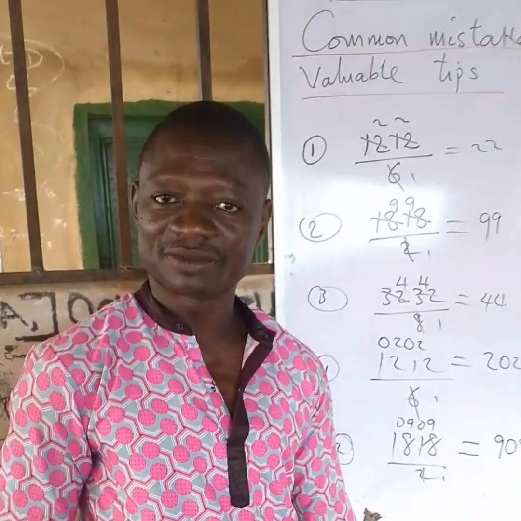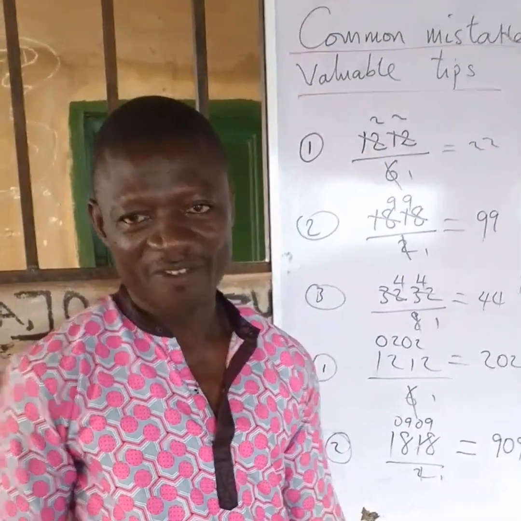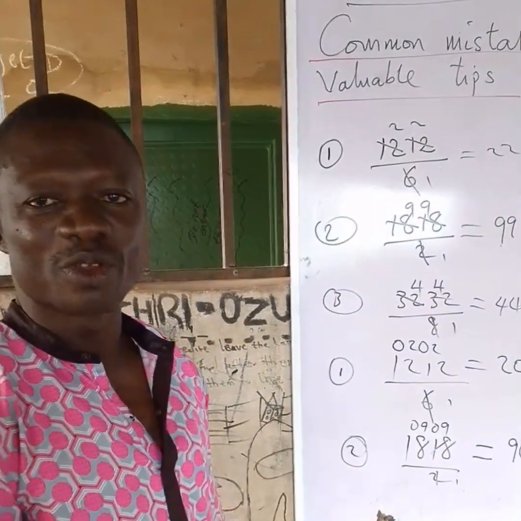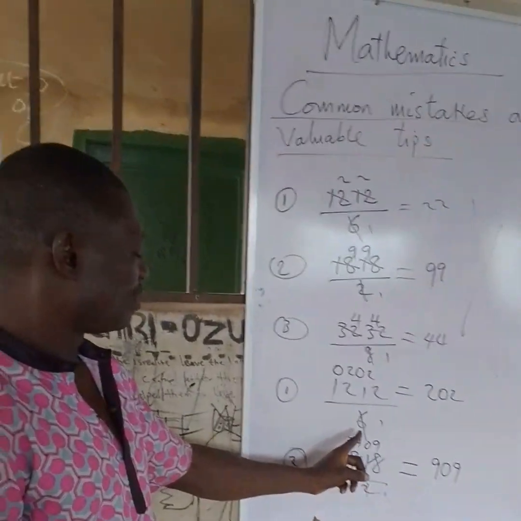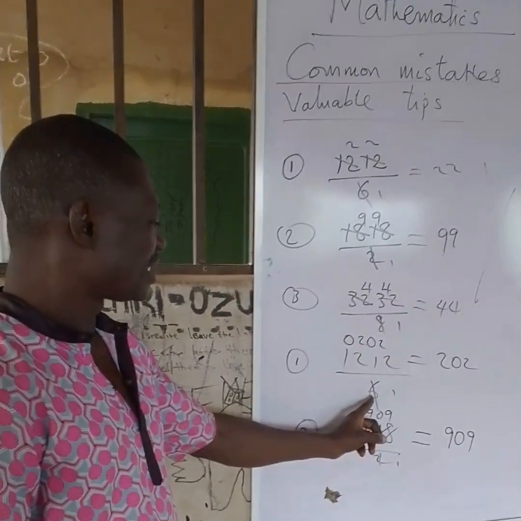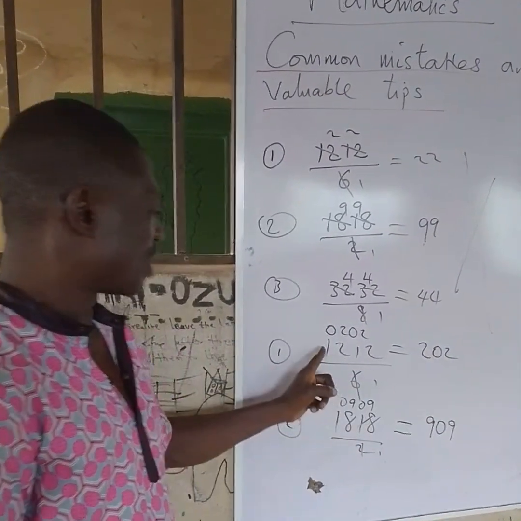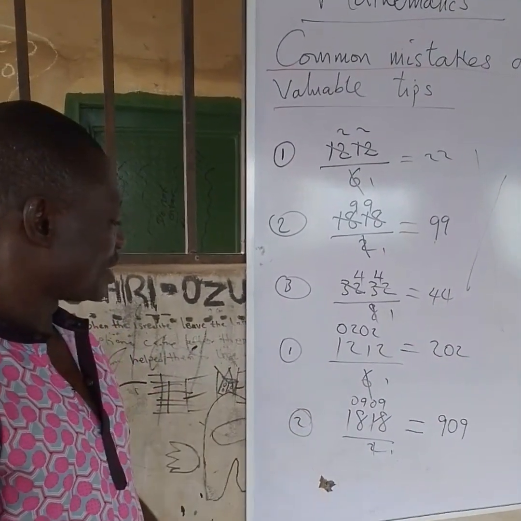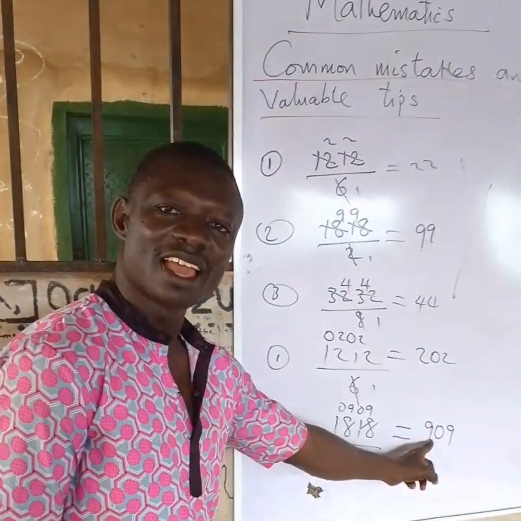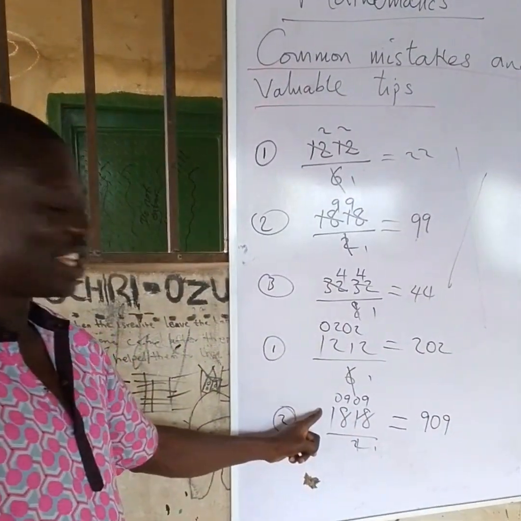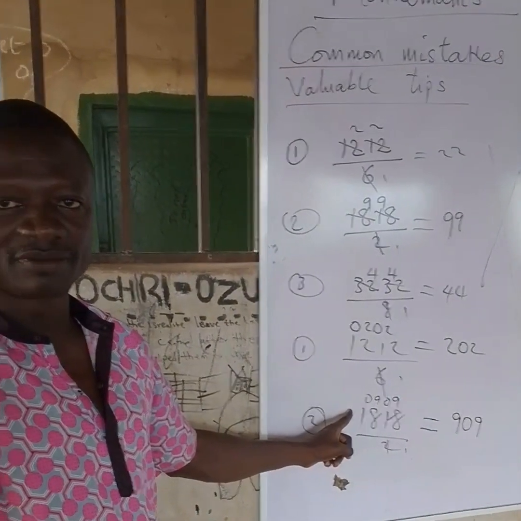Are you doubting it? Do you have a proof? Do you want to show whether it is true or false? You may just decide to multiply 6 by 22 to arrive at this number. You may just decide to multiply 2 by 909 to arrive at the number you have already divided.